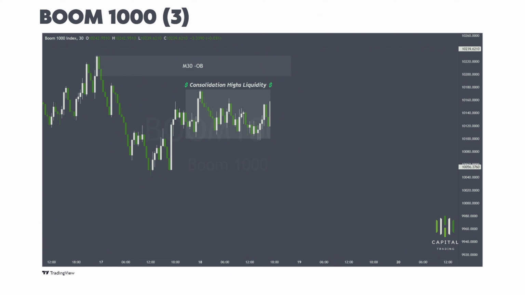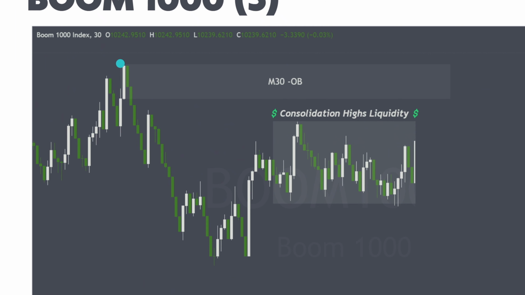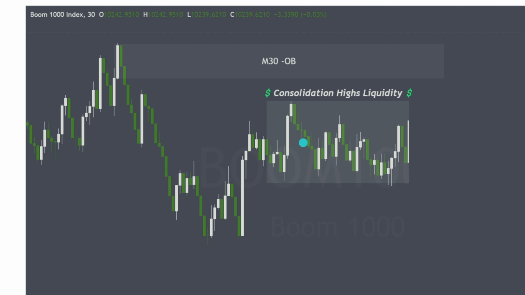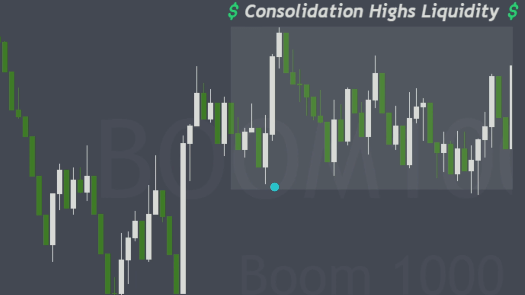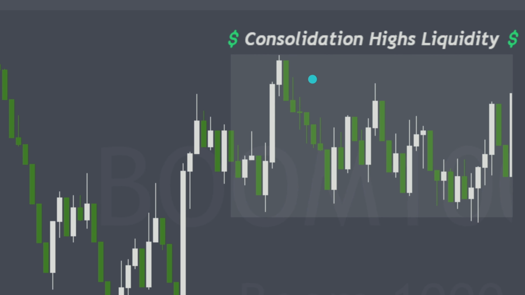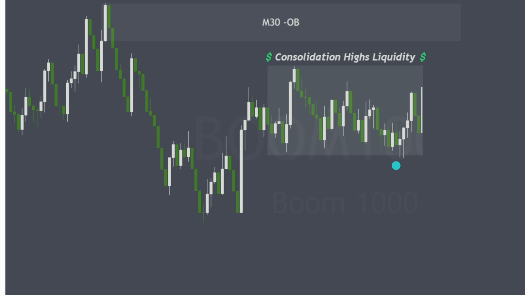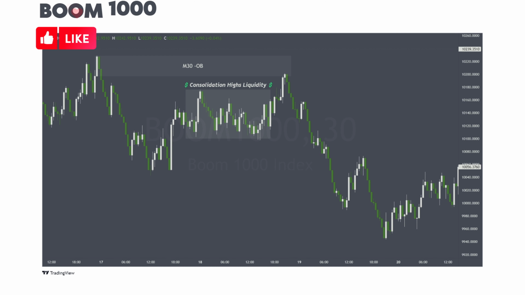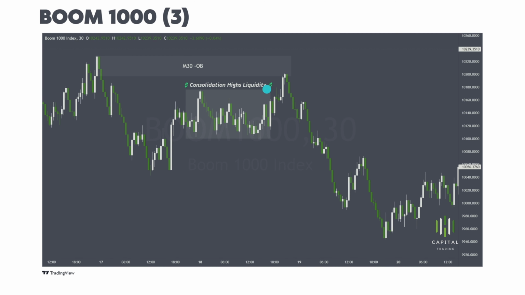Now let's look into the last example. So we had price dropping and then pushing to the upside, but as it pushed to the upside, we had this old low, this old high. So we wanted to see if price is going to reach into these old consolidation highs and then up into the bearish order block and then maybe continue to drop to the downside. So that's what they did. They broke our consolidation highs liquidity and then reached into the bearish order block and then continued dropping heavily and massively to the downside.